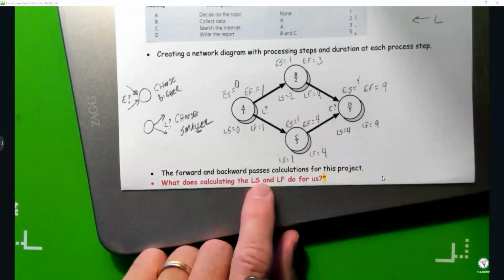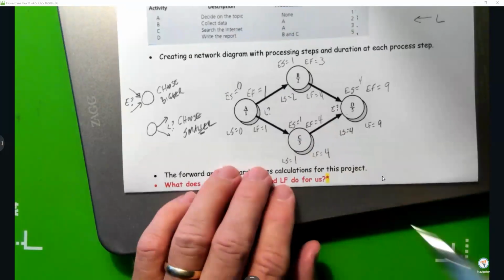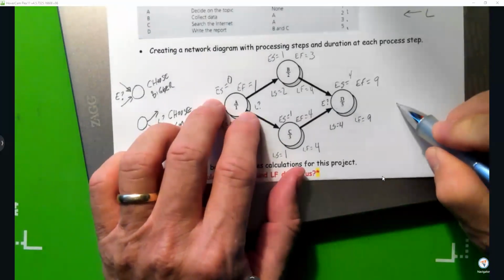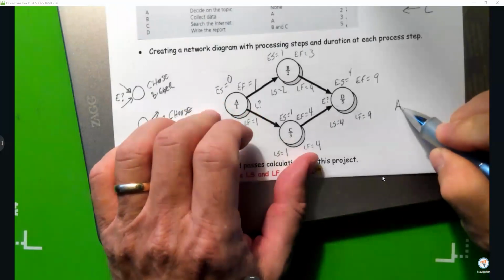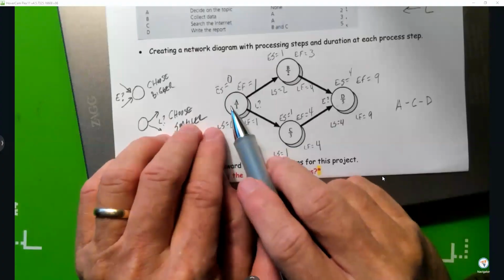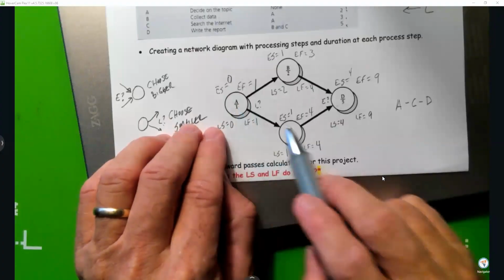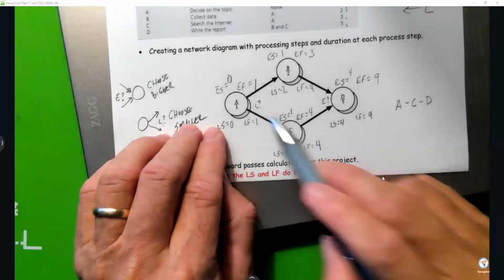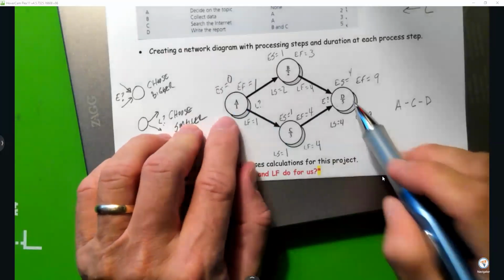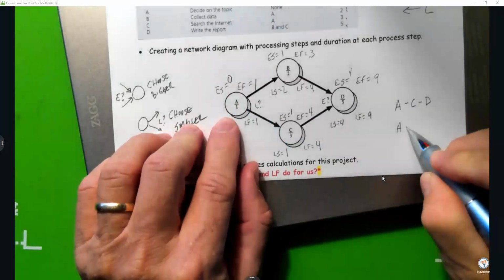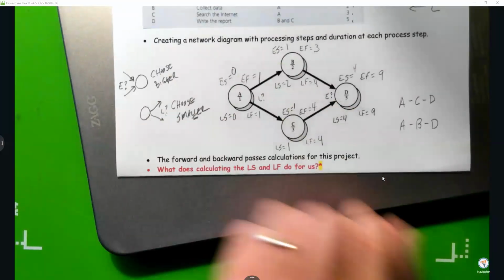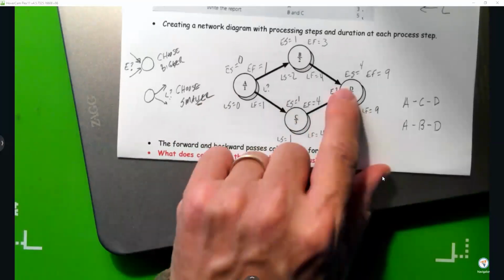What does calculating the LS and LF do for us? If I just did this by hand, and you can do it on the simple ones, it gets harder on the harder ones, I have one path that I could go. My material flows this way. Some stuff goes this way. Some stuff goes this way. So I can go A, C, D is one path to get to the end. And I also have A, B, D as my other path. Okay, I have two paths to get to the end on this one.